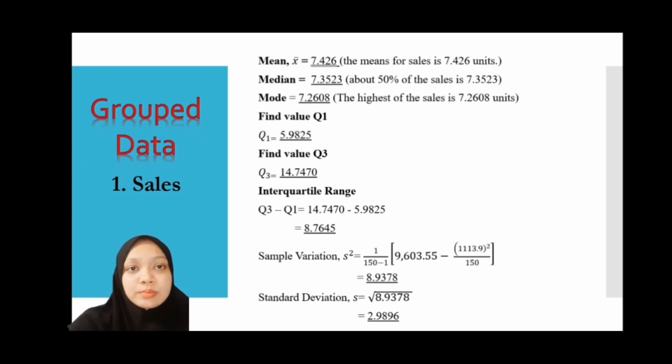Group data for sales. Mean equals 7.426, median equals 7.3523, mode for sales is 7.2608, quartile 1 for sales is 5.9825, while quartile 3 is 14.7470. Range for sales is 14.7470 minus 5.9825, and the range is 8.7645. Sample variance for sales is 8.9378, and the standard deviation is the square root of the sample variance, which is 2.9896.